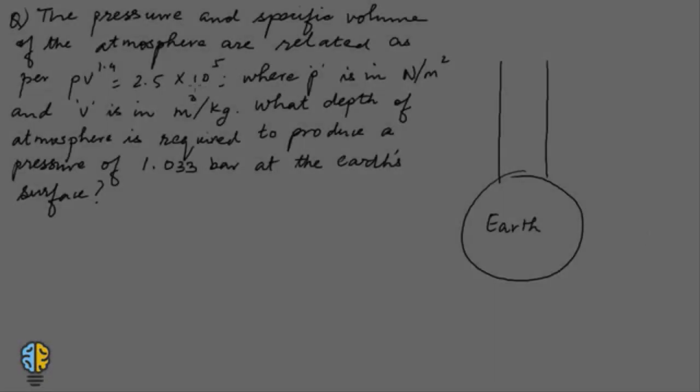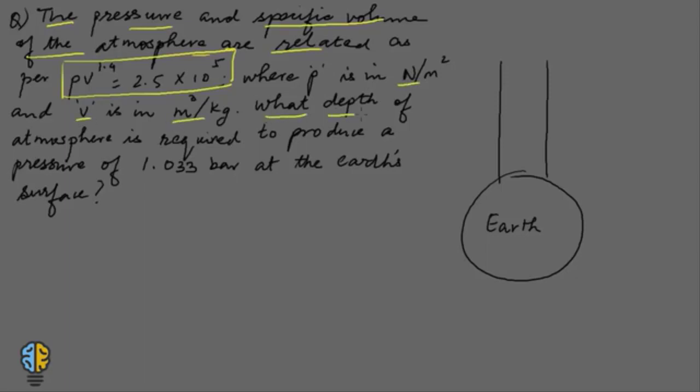Let us look at a question on pressure. So this question says the pressure and specific volume of the atmosphere are related as this expression, that is PV to the power 1.4 is equal to 2.5 into 10 to the power 5, where P is in pascals and V is in meter cube per kg.